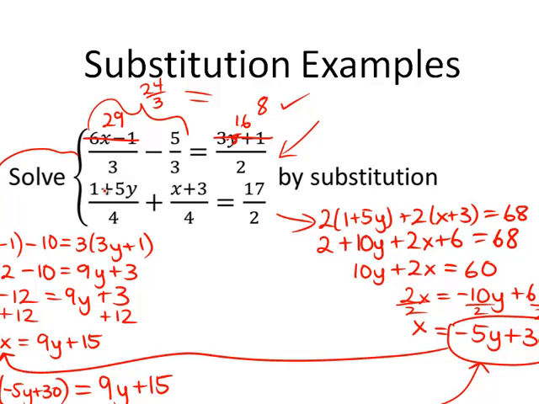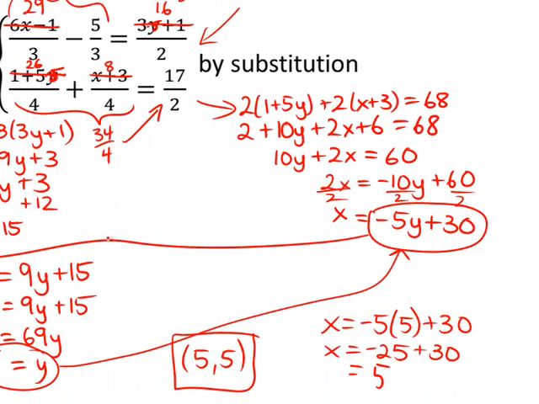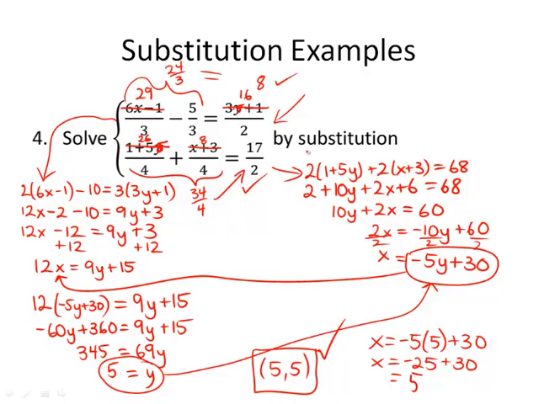Plug it into here. 1 plus 5 times 5 is 26 over 4. 5 plus 3 is 8 over 4. So 26 plus 8 over 4 gives us 34 over 4. And let's see, does that simplify to 17 over 2? Yes, it does. So we have checked that (5, 5) is a solution, the only solution to this system of equations.